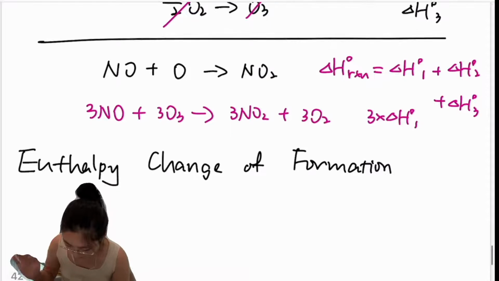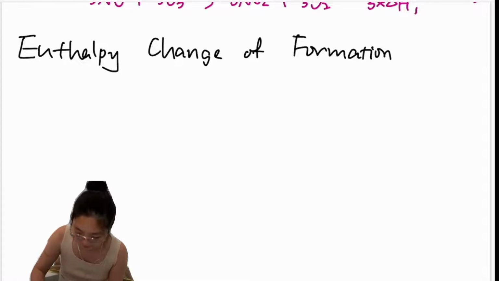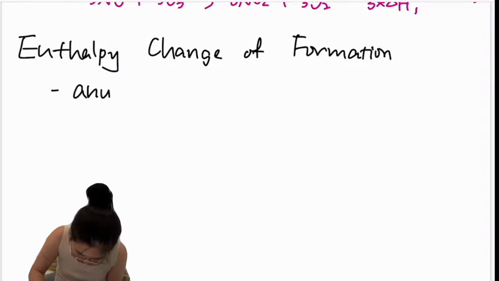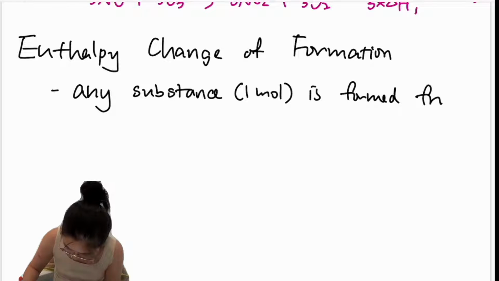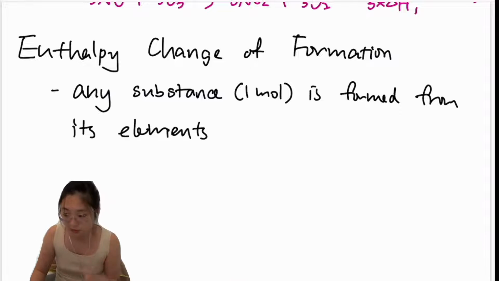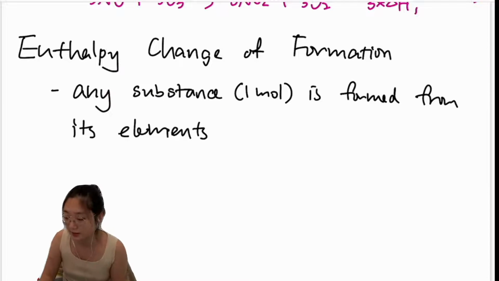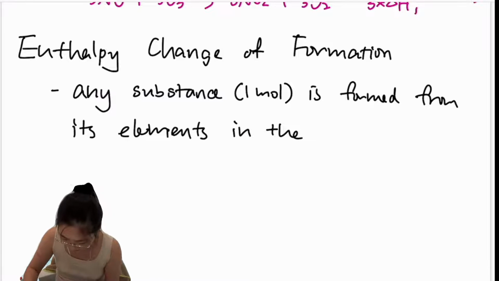Okay, so that's Hess's law and the enthalpy change of formation. A substance is formed, any substance, 1 mole is formed from its elements, the elements that constitute it. What's really important here is that when I say elements, I don't mean just a single atom. I mean the elements in their most abundant form in nature.